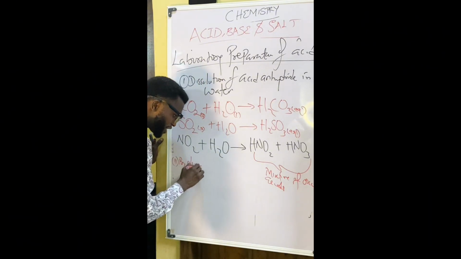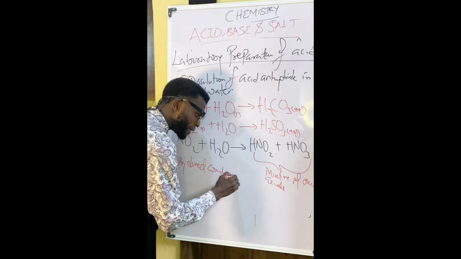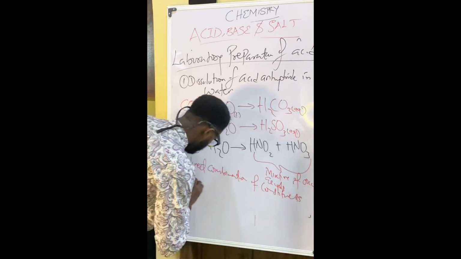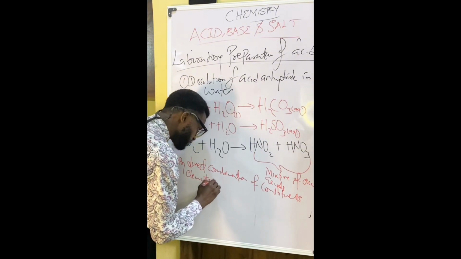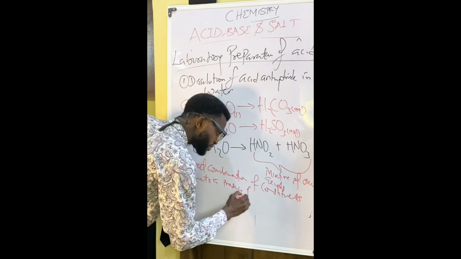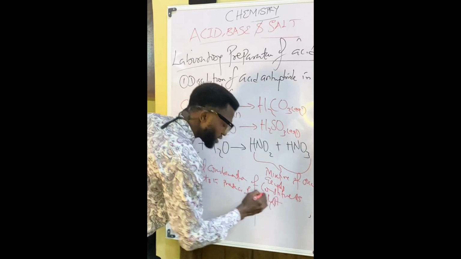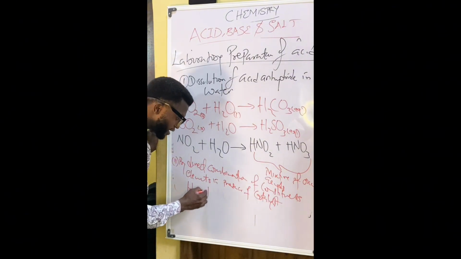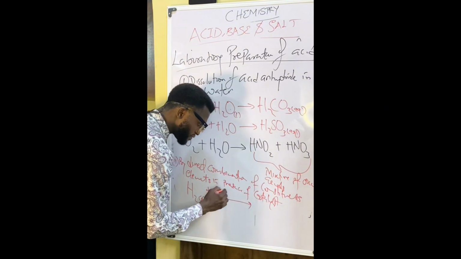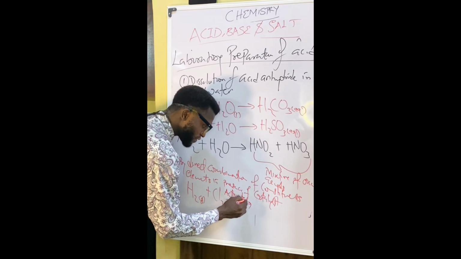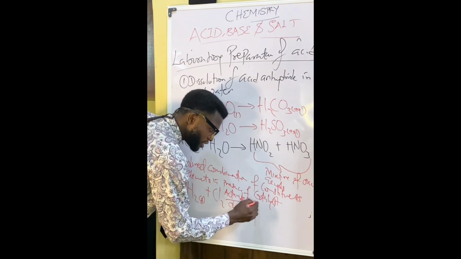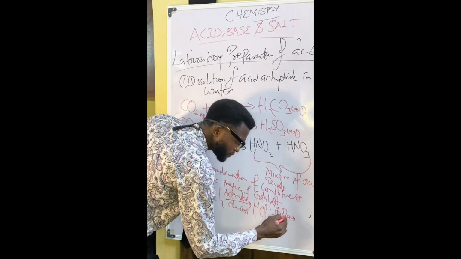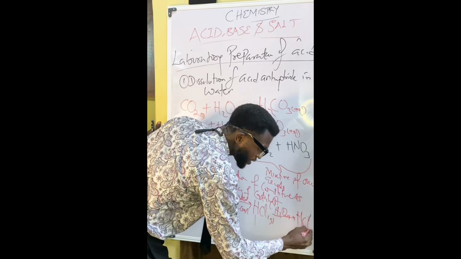Now, the second method of preparation of acid is by direct combination of constituent elements in presence of what? Catalyst. In presence of catalyst. Here, hydrogen gas combines directly with chlorine gas in the presence of activated charcoal to give hydrogen chloride gas, which dissolves in water to give you hydrochloric acid.